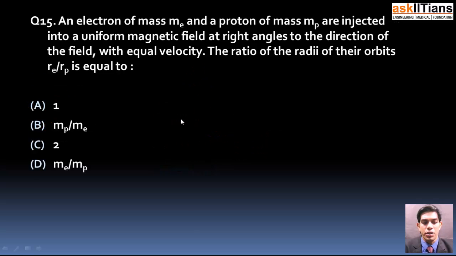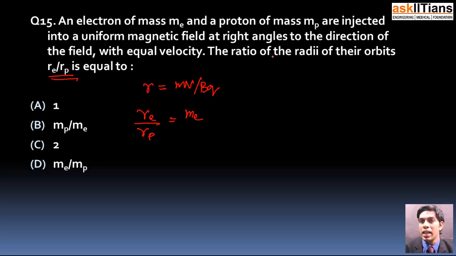So let's try out the next question. An electron of mass Me and a proton of mass Mp are injected into a uniform magnetic field at right angles to the direction of the field with equal velocity. The ratio of the radii of their orbits Re by Rp is equal to, we know that the radius of curvature is equal to mv by Bq. So if we want to find out the radius of curvature of both the electron and the proton, so Re by Rp is equal to Me.